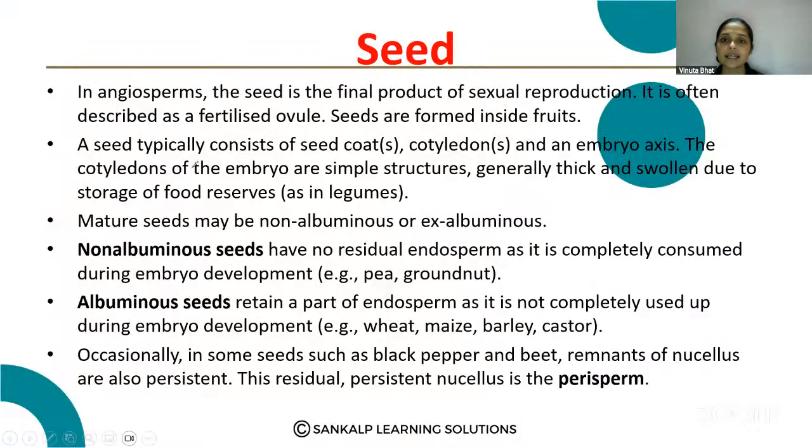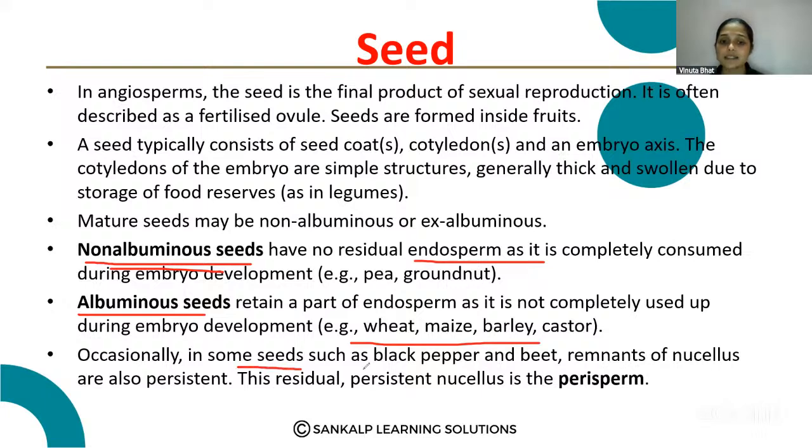Here the seed is the fertilized ovule, right? Fertilized ovule is called the seed. Seeds are of two types, non-albuminous and albuminous. Already I explained where the endosperm is completely consumed. That is the non-albuminous. Albuminous means endosperm is present.